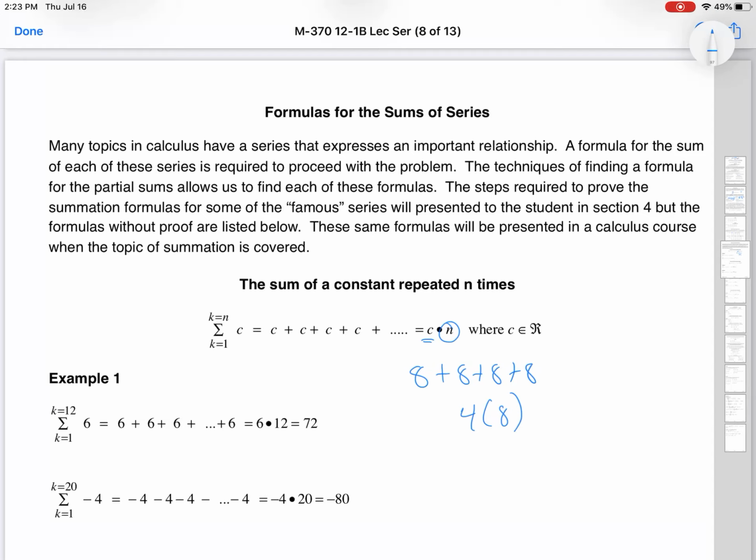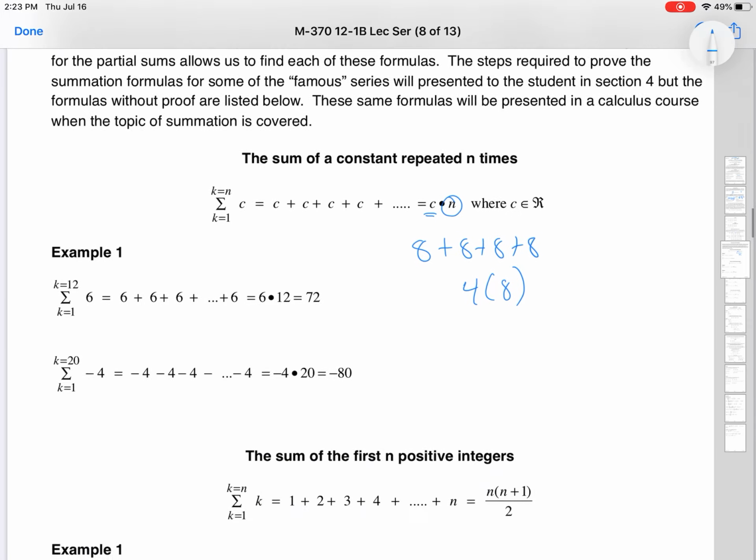So if you wanted to sum from 1 to 12 of 6, well, no problem. That's just 72. It's 6 being added up 12 times, first time, second time, all the way up to the 12th time, and 6 times 12 is 72. If you add negative 4 to itself 20 times, you're going to get negative 80.